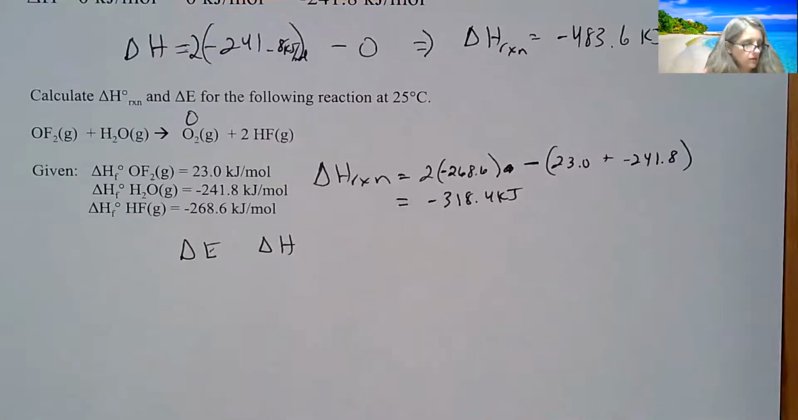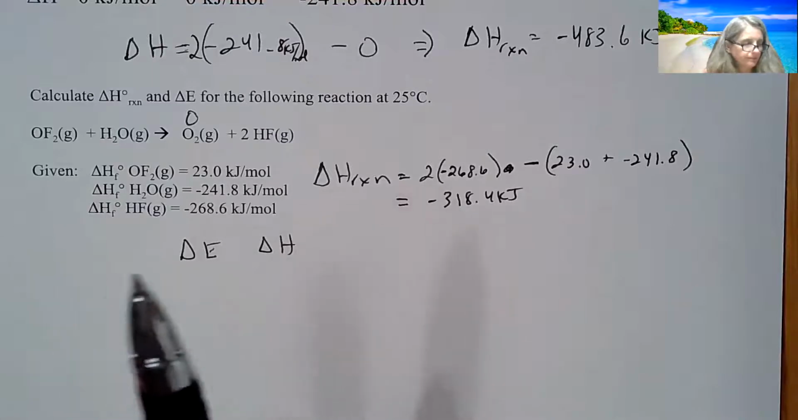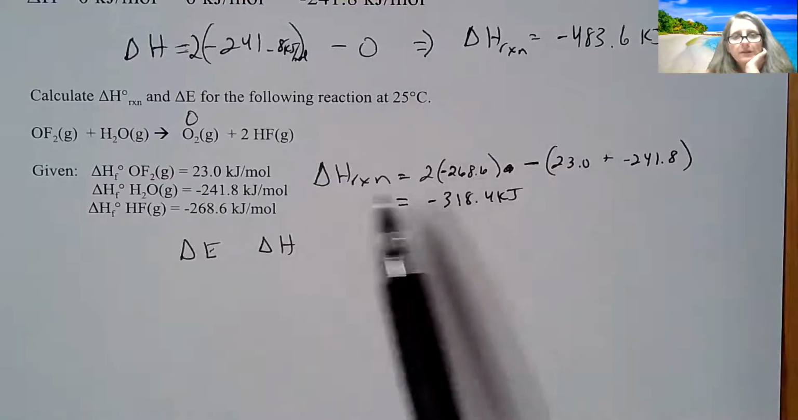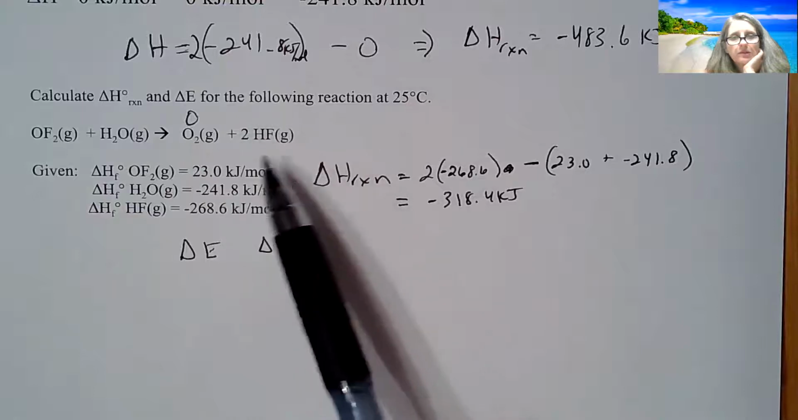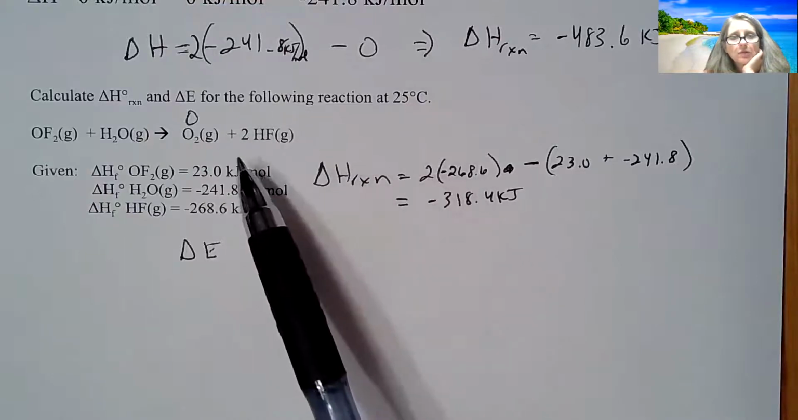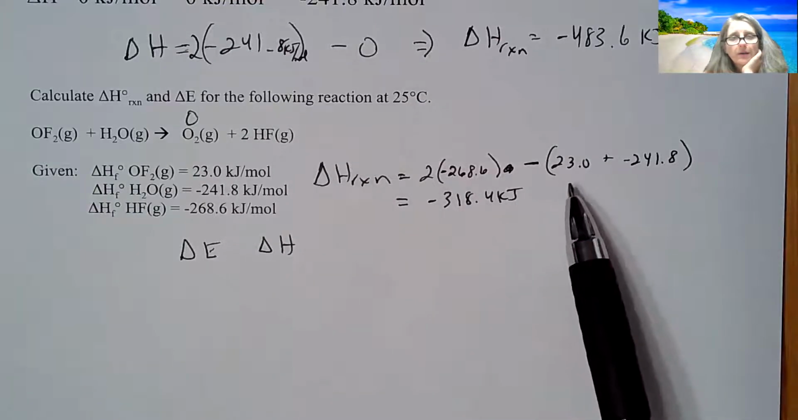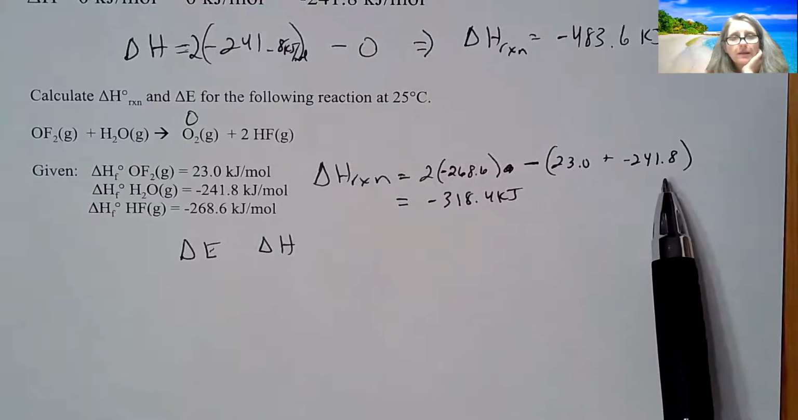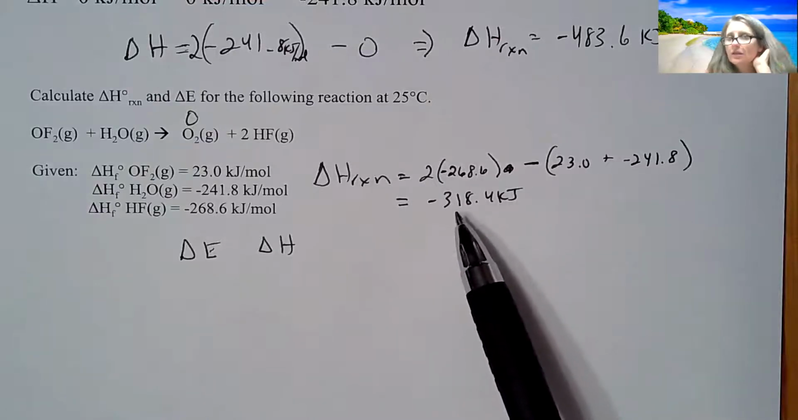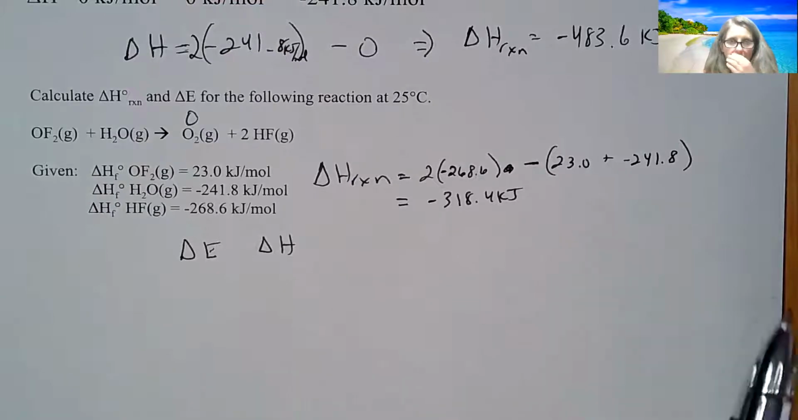So your delta H is going to be, again, products minus reactants. So your products here are just HF. You have to multiply that by 2. Oxygen is not a part of this. And then you have the OF2 and then the H2O. So you should get negative 318.4 kilojoules.